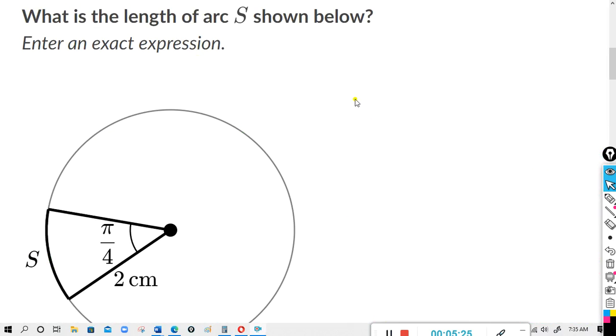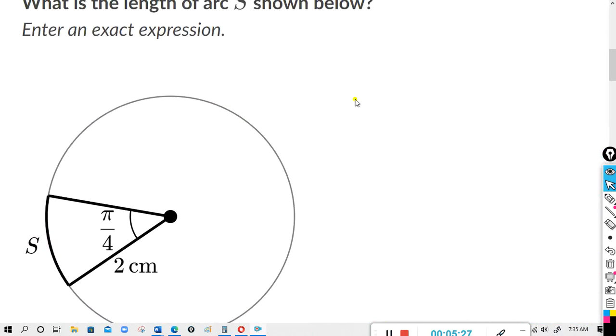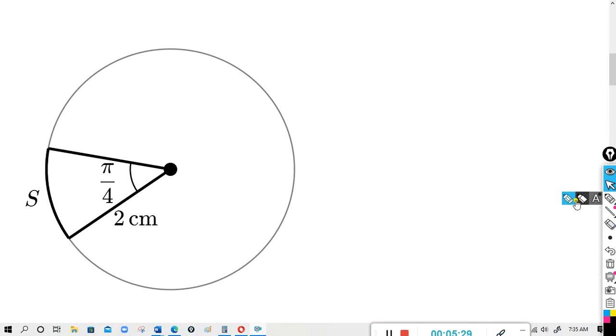All right, what is the length of arc S shown below? Enter an exact expression. So S equals R times theta. We can see the radius R right here. That's 2 centimeters. And the angle theta, we can see this angle right here. That's theta. That's pi over 4.